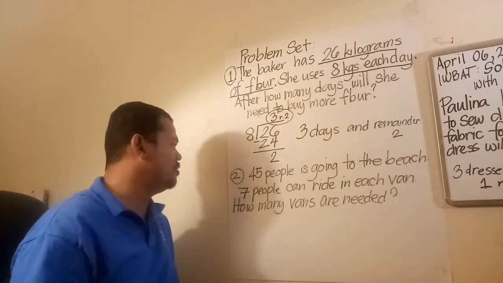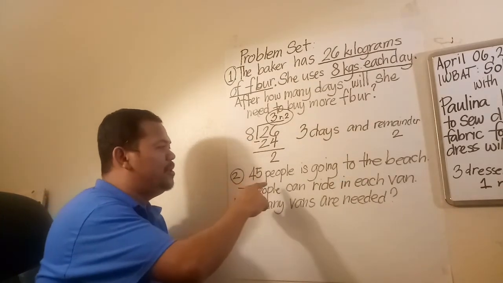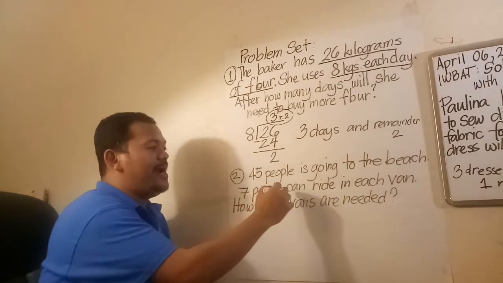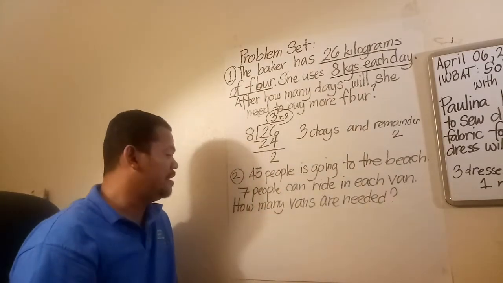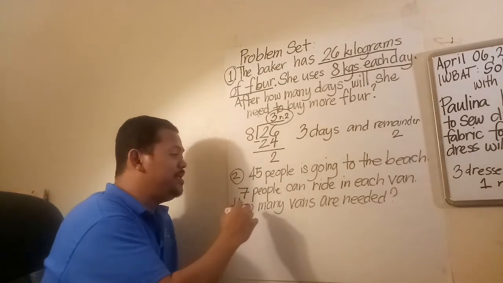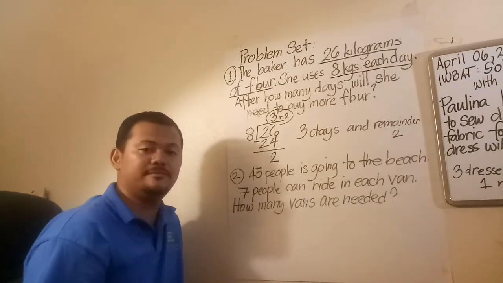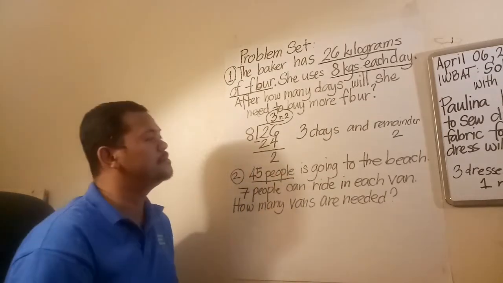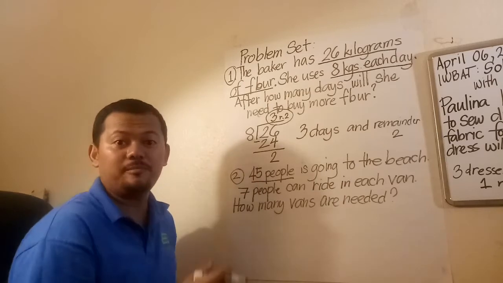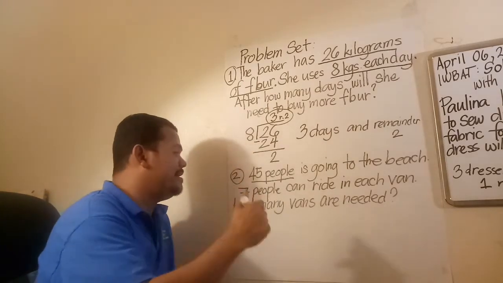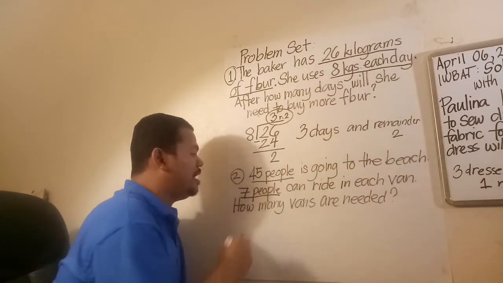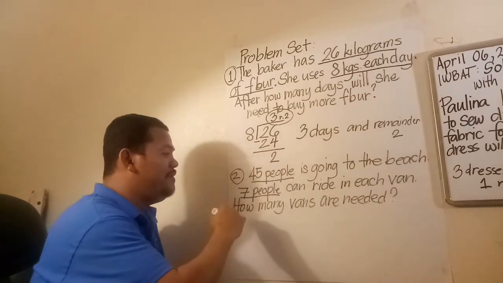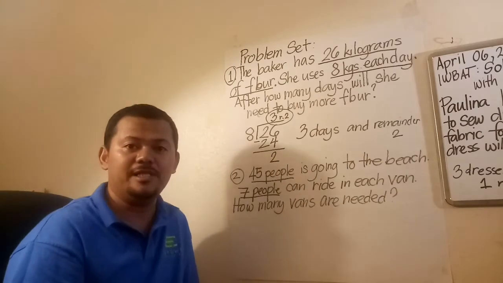Let's answer number 2. We got here 45 people going to the beach. 7 people can ride in each van. Now the question is, how many vans are needed? Okay, so we got here 45 people. They all want to go to the beach. And each van can only accommodate 7 people. Okay, now how many vans are needed?